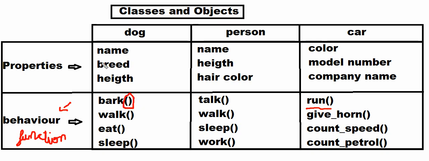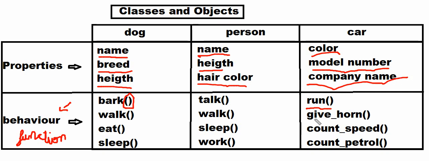Now, what can be the data type of the name variable? The name property can be a string. What can be the data type of breed? It can again be a string. What can be the data type of height? It can be an integer, or a double or float as well. Again, this can be a string, integer or float, and this can be a string again. This can be a string, and this can be an integer. This can be a string as well.